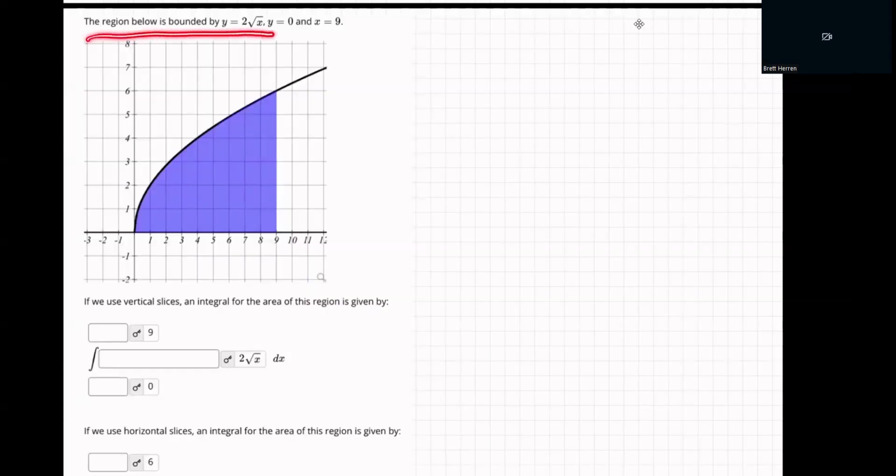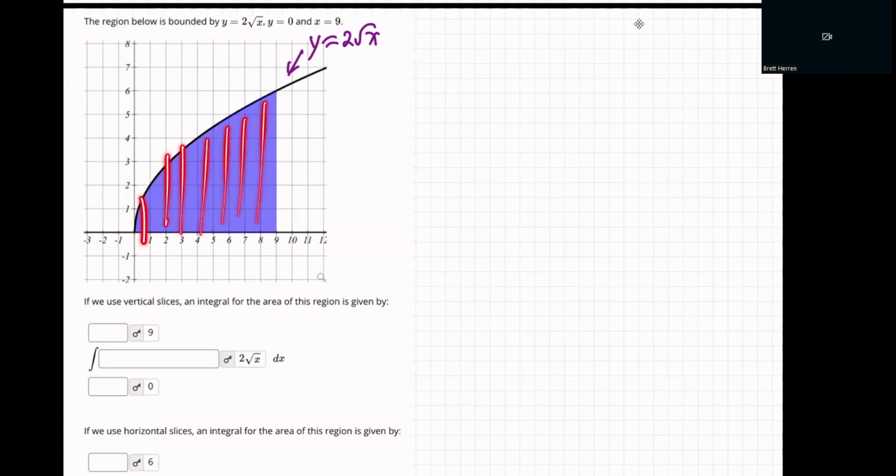The region below is bounded by y equals 2 root x, y equals 0, and x equals 9. So this curve right here is y equals 2 root x. Okay, so first they want us to cut it two different ways. The first one, vertical slices. So these are vertical slices.